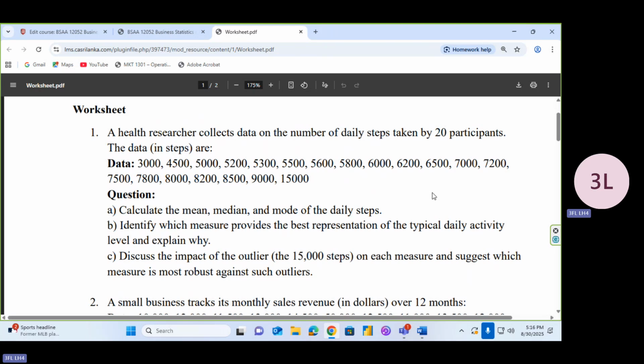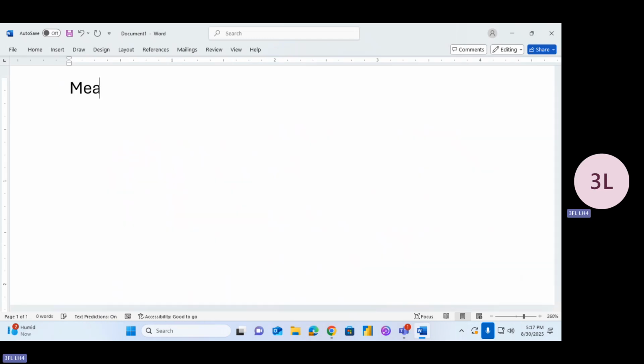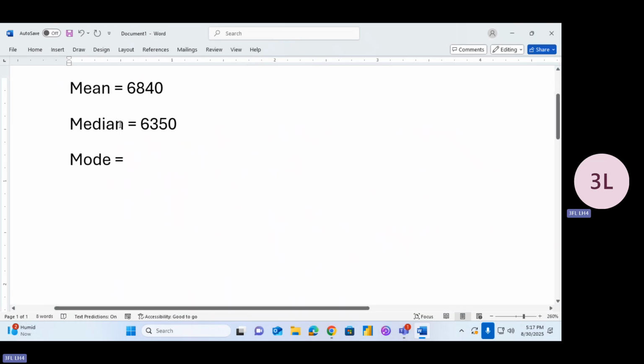Okay, finish. What is the mean value? 6,840. Then median? Mode? It's not there, no mode value. There isn't any mode value, no? Okay. Then these are the values. Then how do we interpret it?